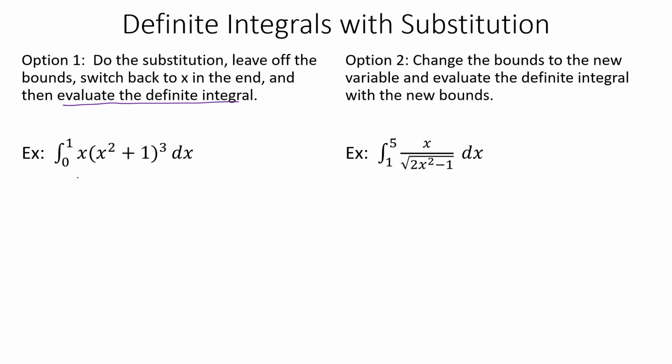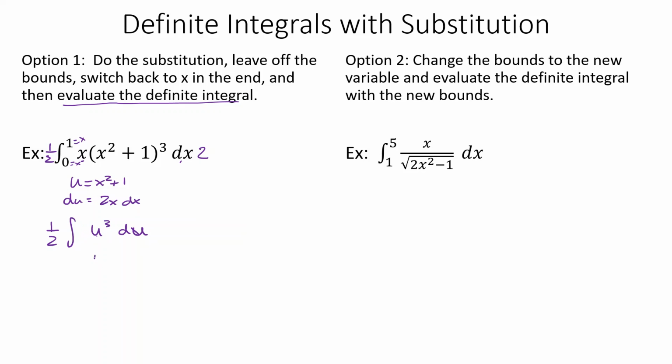So we could cube this out, but it looks like u is going to be the inside guy, x squared plus 1. So that means du is 2x dx. I've got an x, I've got a dx, I need a 2. I've got to cancel it out, so 1/2. So I'm getting 1/2 the integral of u to the third du. Now notice I have left off the bounds here, because if I put the bounds from 0 to 1, I would be making a mistake, because this integral is now in terms of u, and these 0 and 1 were x values. I don't want to put 0 and 1 here, because with u they would be different numbers.